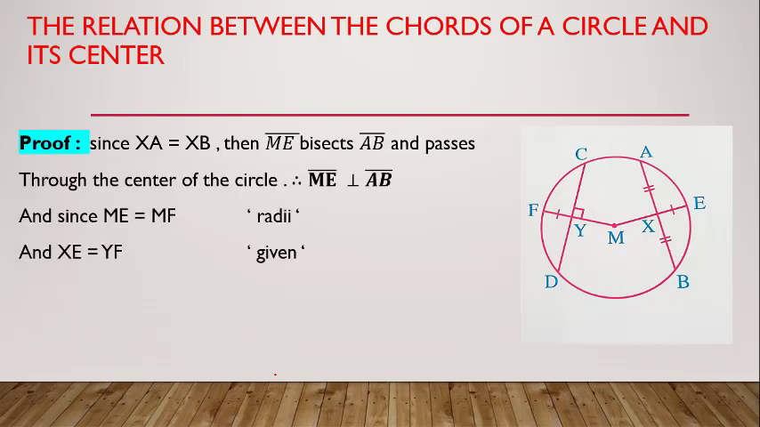Okay, ME equals MF, XE equals YF, it's given. I'll subtract, so MX equals MY. In this case, it means that the two chords are equal.